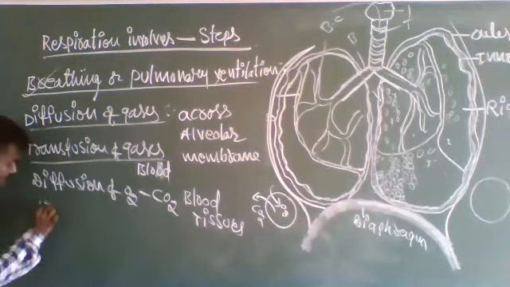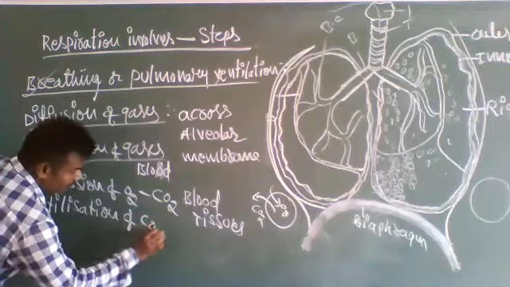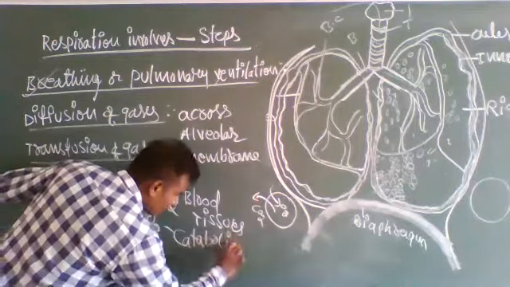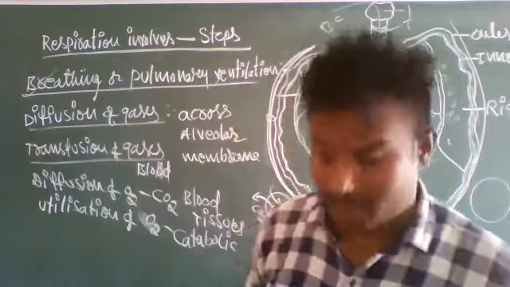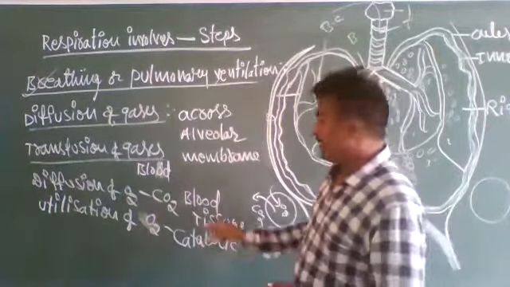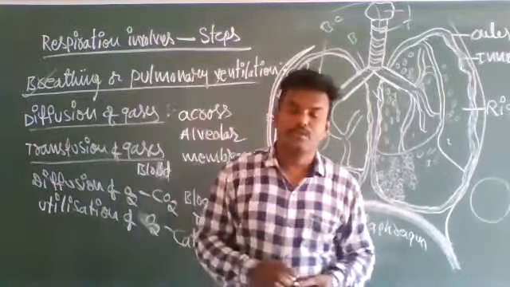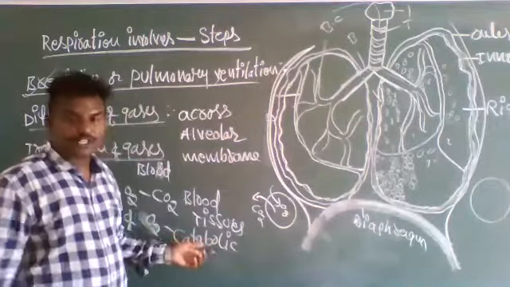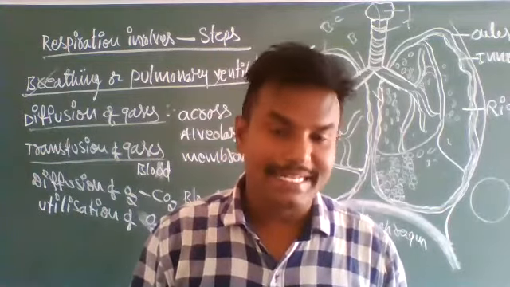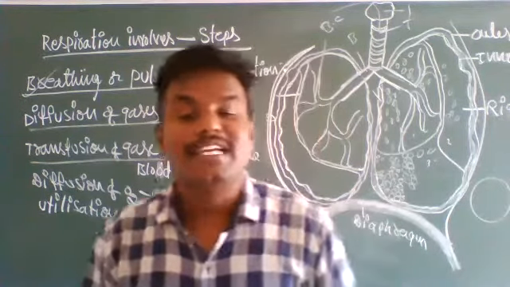Last and final, utilization of oxygen for catabolic reactions. Utilization of oxygen for catabolic reactions by the cells produces water and ATP, which is heat energy. That is called cellular respiration.